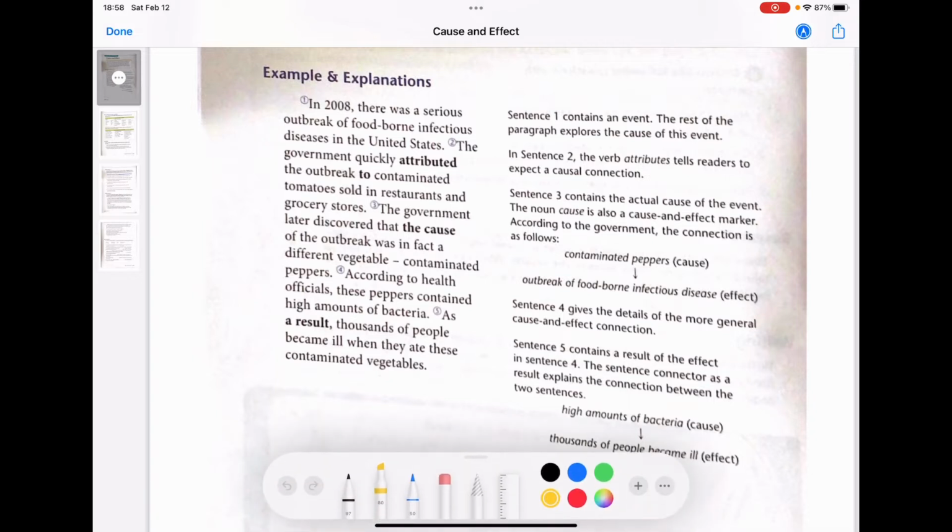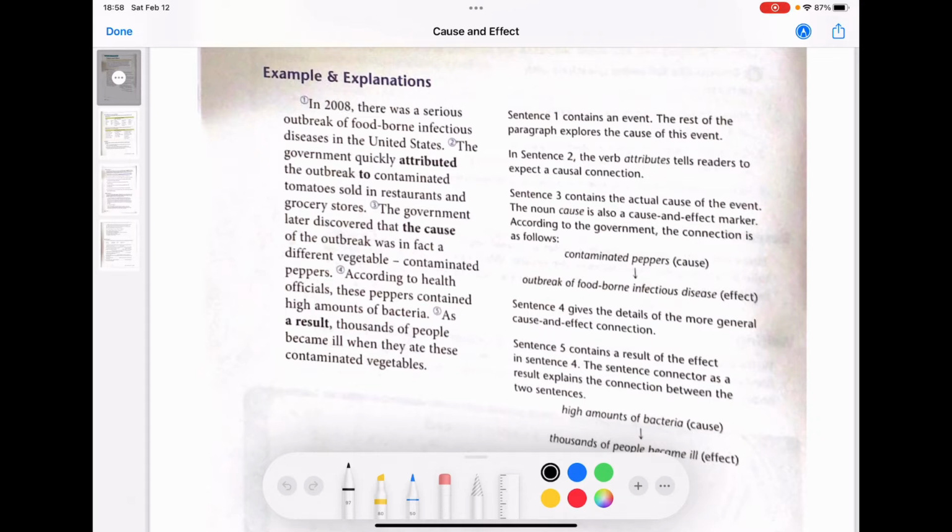So one thing I want you to notice, first of all, is that sentence one is just the introduction. It contains the event, and then the rest of the paragraph is going to explore the causes of this event. So basically, the first sentence, outbreak of foodborne infectious diseases, that's our result. And now we're going to talk about the causes.